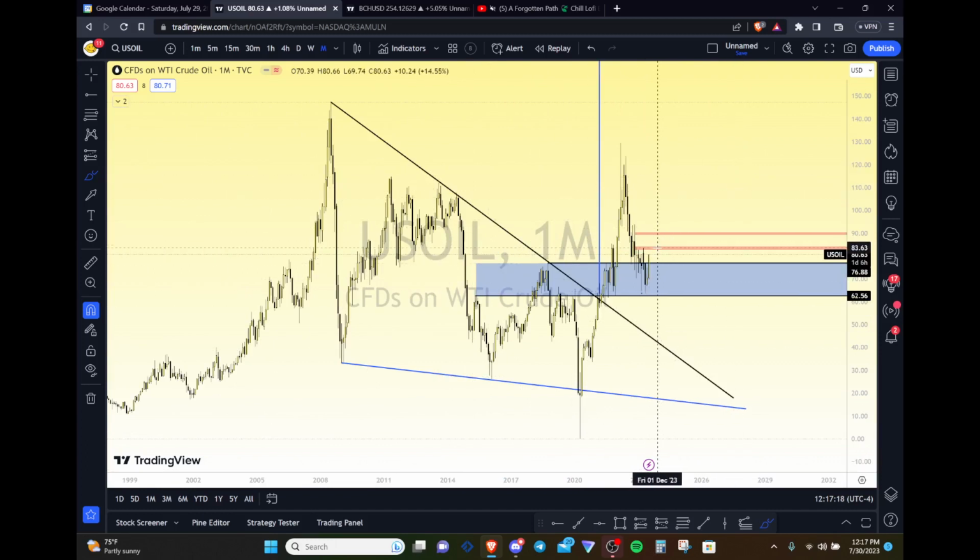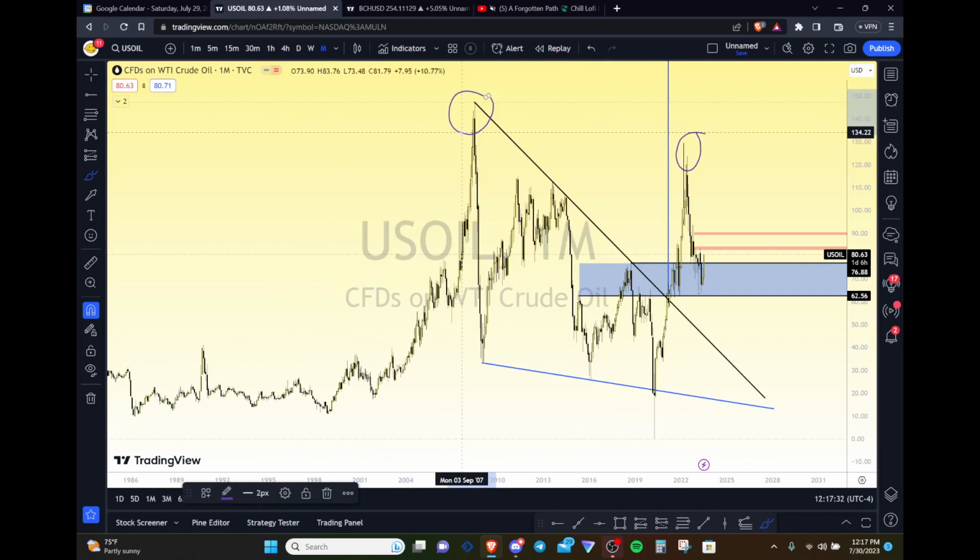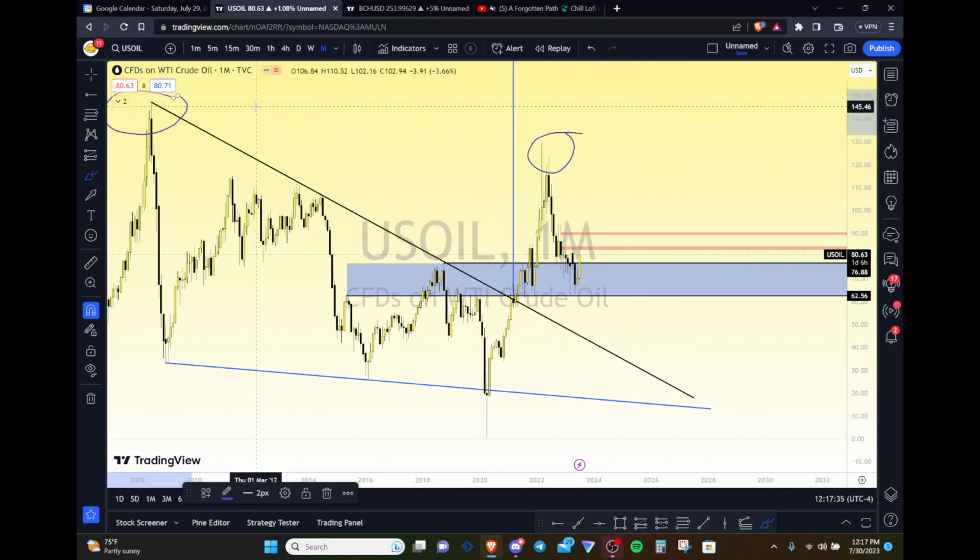The oil chart is telling us that it's going to go significantly higher. At least if it validates this structure, which it looks like it is, you're going to see these highs get taken out, and you're going to see this high up here at 150 a barrel pretty much get taken out. Okay, so when that happens, the price of everything is going to go up.